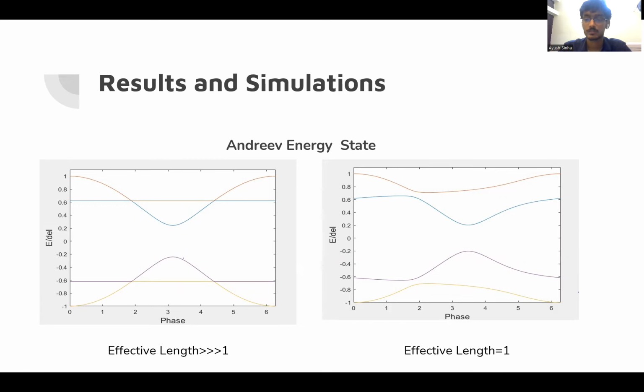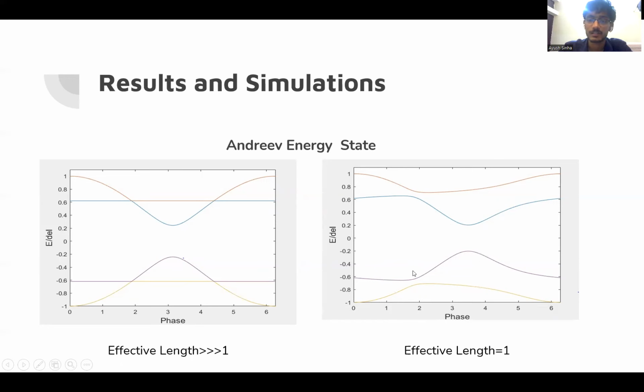there's no mixing of the bands. These are the energy bands for the Andreev molecules, and when it's large enough, there is no mixing as expected because of the high coherence, because the coherence length is really small as compared to the length of the central superconductor. However, when it's comparable, as you can see on the right hand side, there's mixing of these bands and we get this kind of a figure.